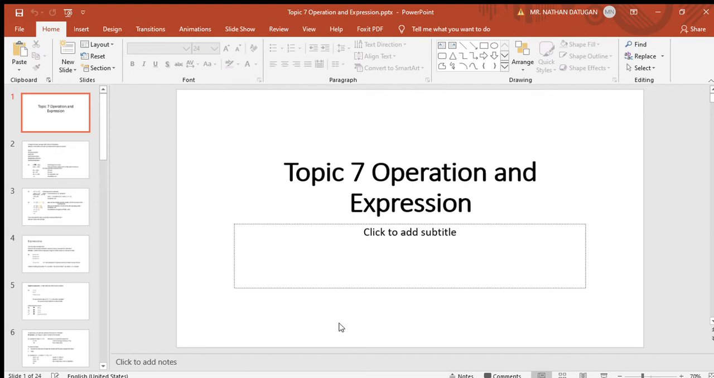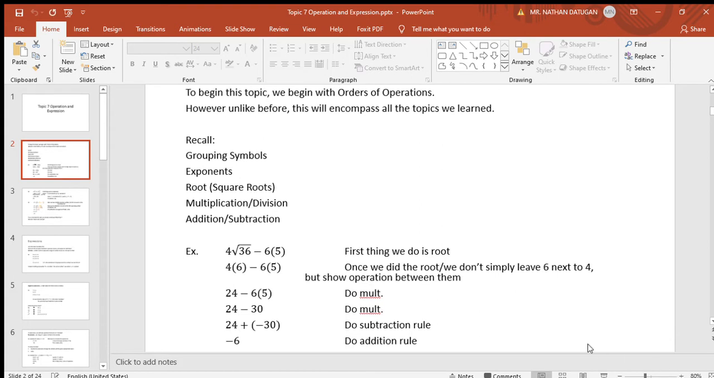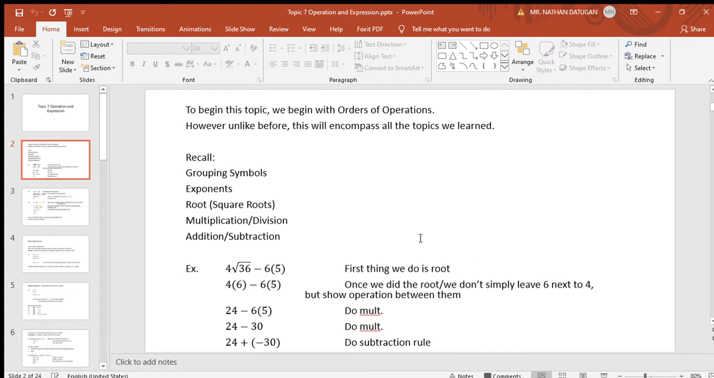Hey guys, this is topic 7, operation and expressions. From the topic name itself, you should know that first of all, we're going to learn about orders of operations. So let's move on. To begin, it's orders of operations as I said.